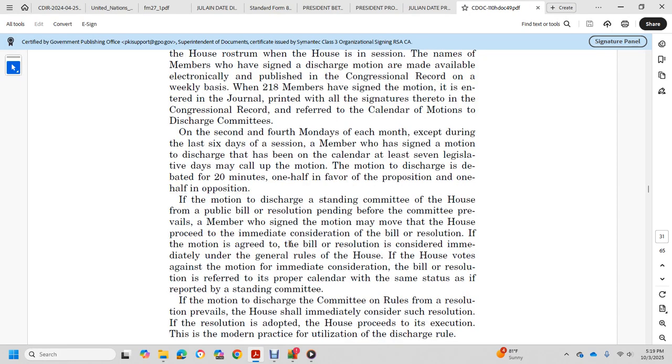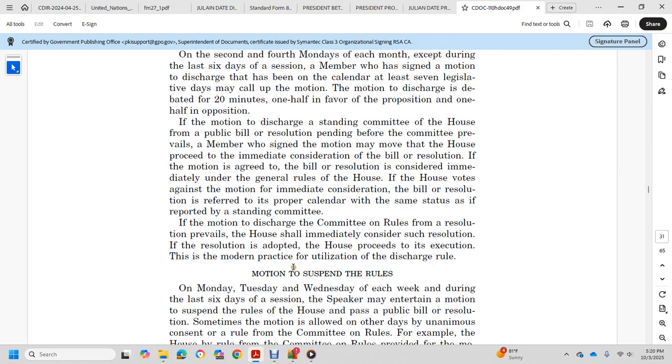If the motion to discharge the committee from a public bill or resolution pending in the committee prevails, a member who signed the motion may move that the House proceed to the immediate consideration of the bill or resolution. The motion to agree is considered immediately under the general rules of the House. If the House votes against the motion for immediate consideration, the bill or resolution goes to the proper calendar, with the same status as if reported by the standing committee. If the resolution is adopted, the House proceeds with the execution of the main practice of the utilization of the discharge rule.